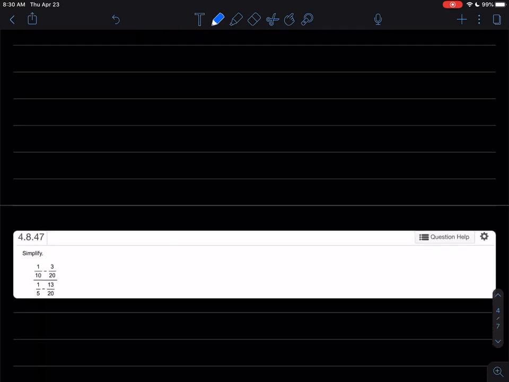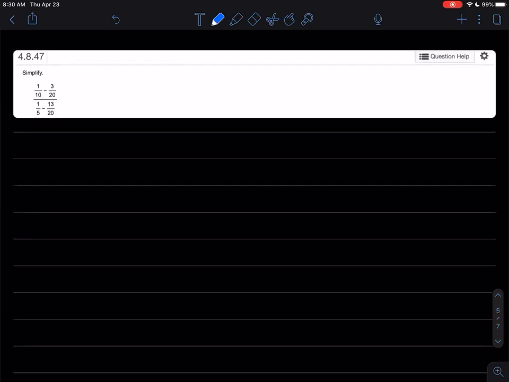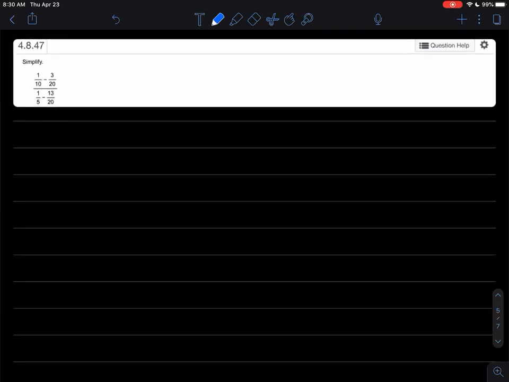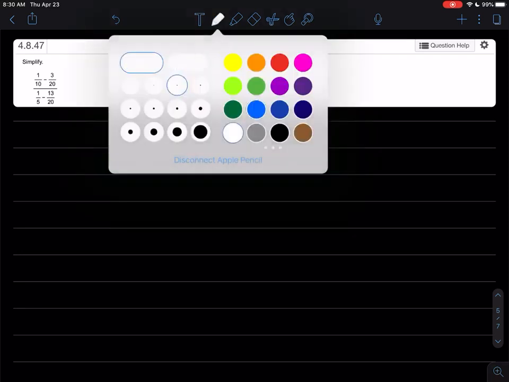And let's look. I think we have one more. We're going to have two more. This one's a little more complicated. So we not only have a complex fraction, but we have subtraction in the top and subtraction in the bottom. We got denominators of 10, 20, 5, and 20. So we're going to do a little work to get this one simplified.